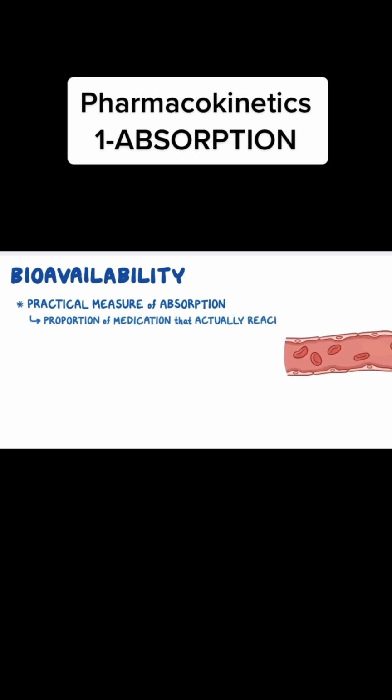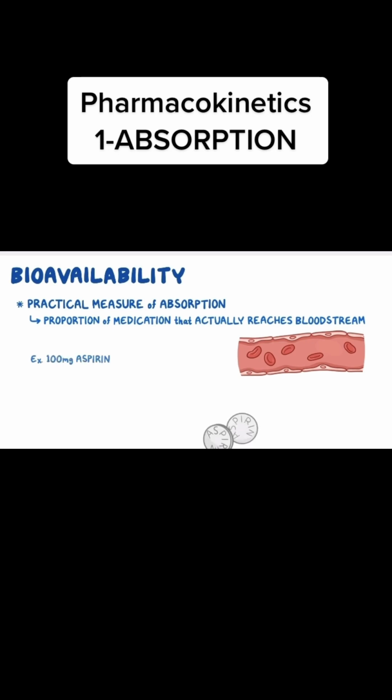A practical measure of absorption is bioavailability, which refers to the proportion of the medication that actually reaches the bloodstream. For example, if a client takes 100 milligrams of aspirin orally, and only 60 milligrams of this is absorbed into the circulation, the bioavailability is 0.6 or 60%.